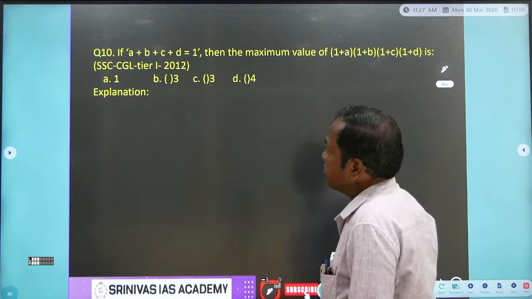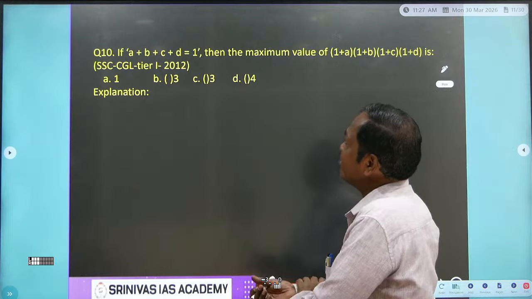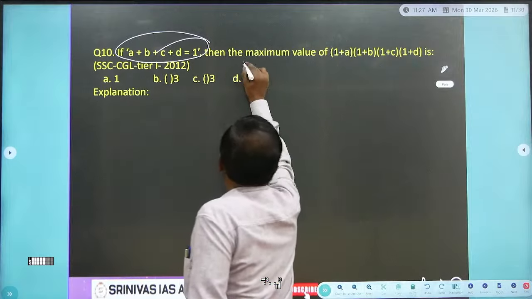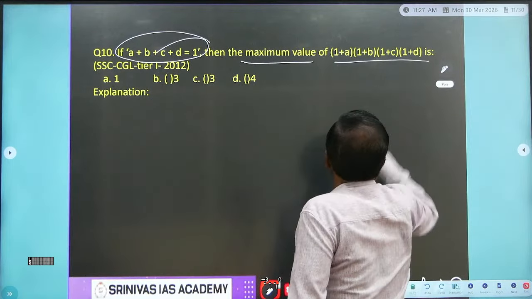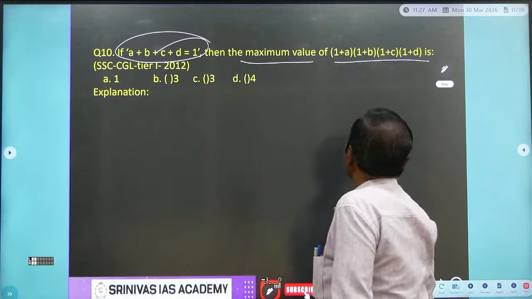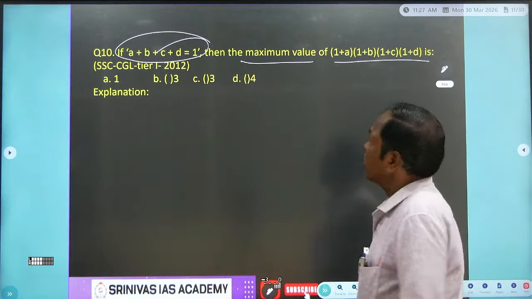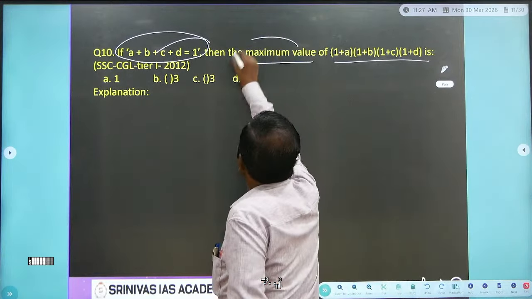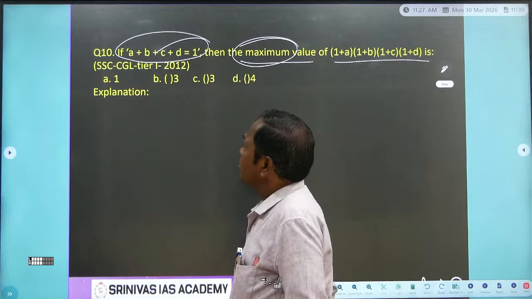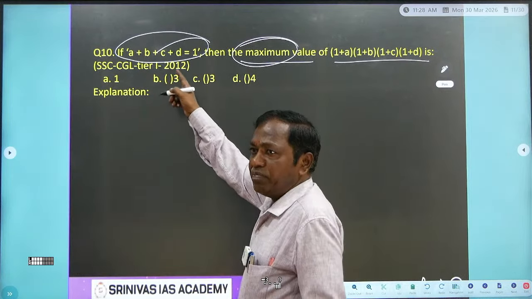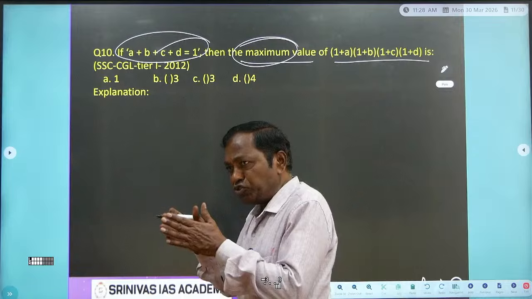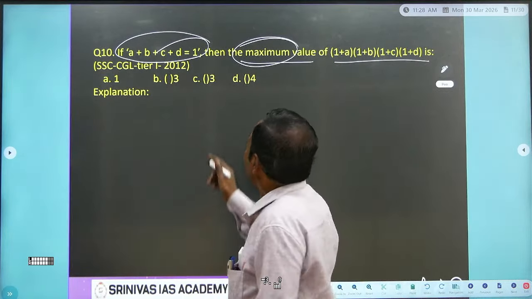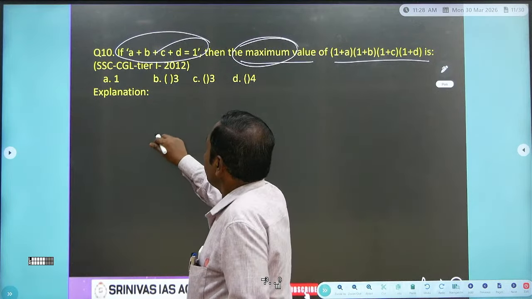See the next question. If a plus b plus c plus d equals 1, then what is the maximum value of 1 plus a into 1 plus b into 1 plus c into 1 plus d? It talks about the maximum value. Maximum value means, since a plus b plus c plus d is equal to 1, distribute equally: 0.25, 0.25, 0.25, 0.25.